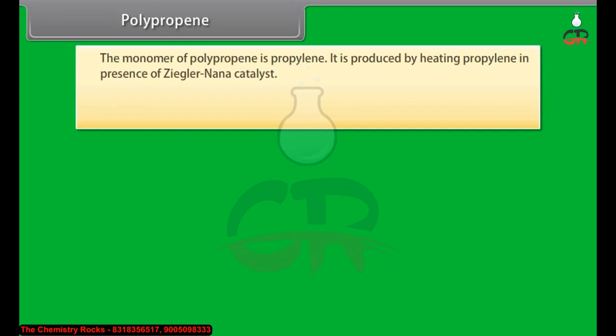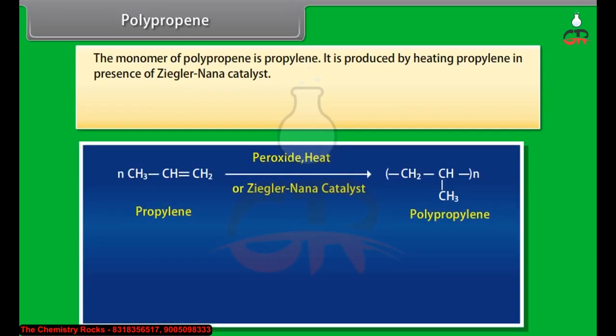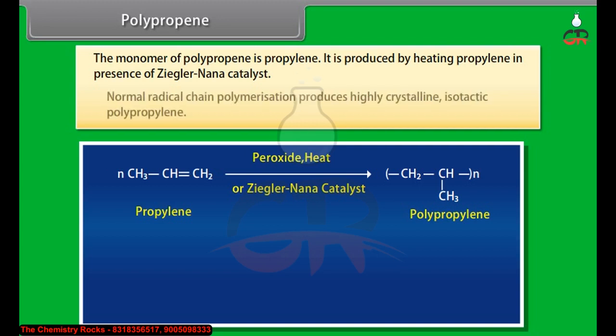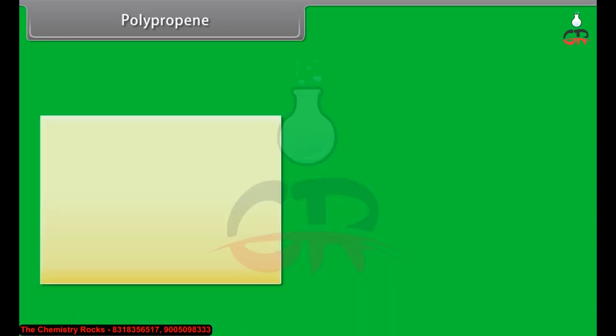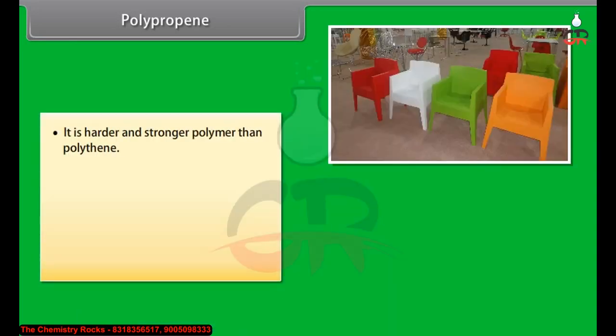Polypropene. The monomer of polypropene is propylene. It is produced by heating propylene in the presence of a Ziegler-Natta catalyst. Normal radical chain polymerization produces highly crystalline isotactic polypropylene. It is a harder and stronger polymer than polyethylene.